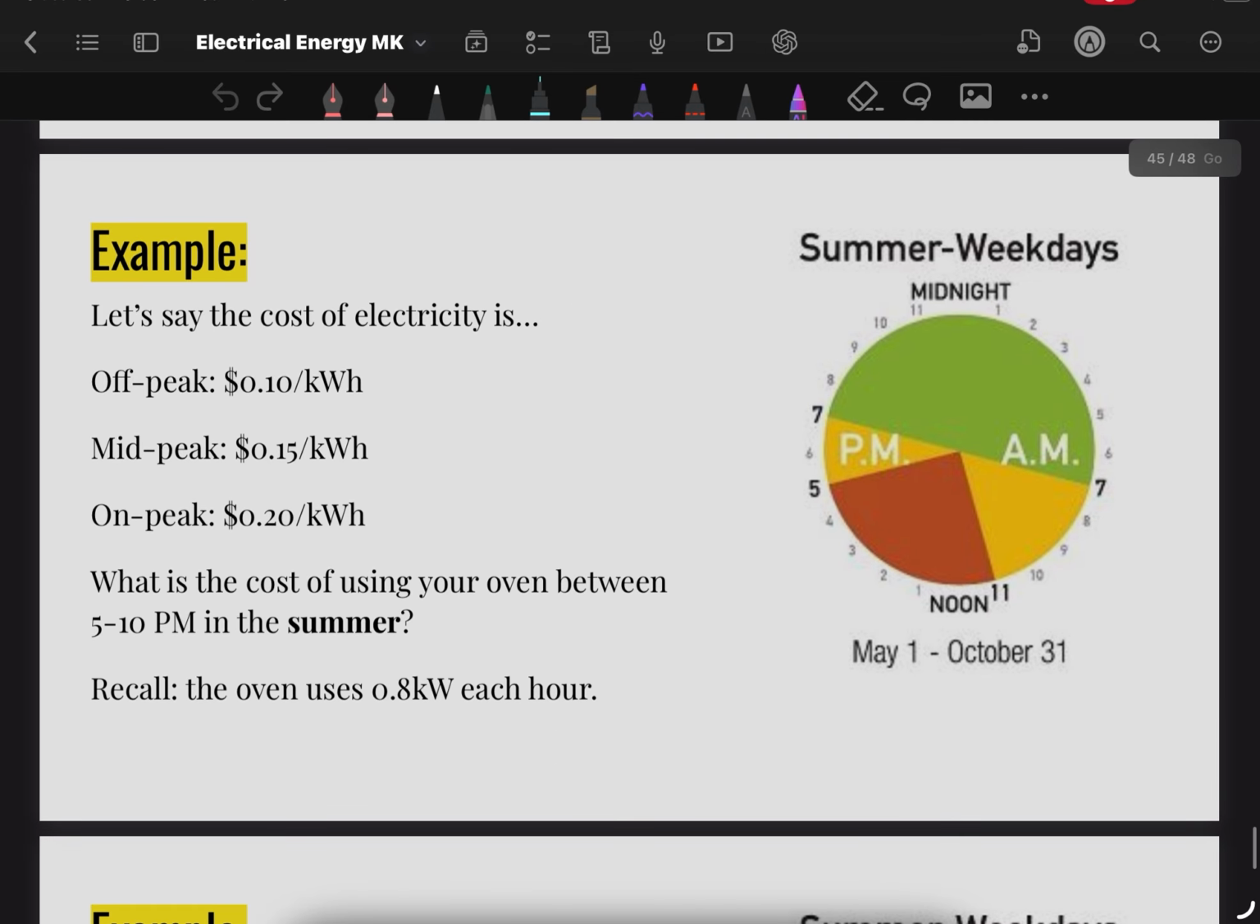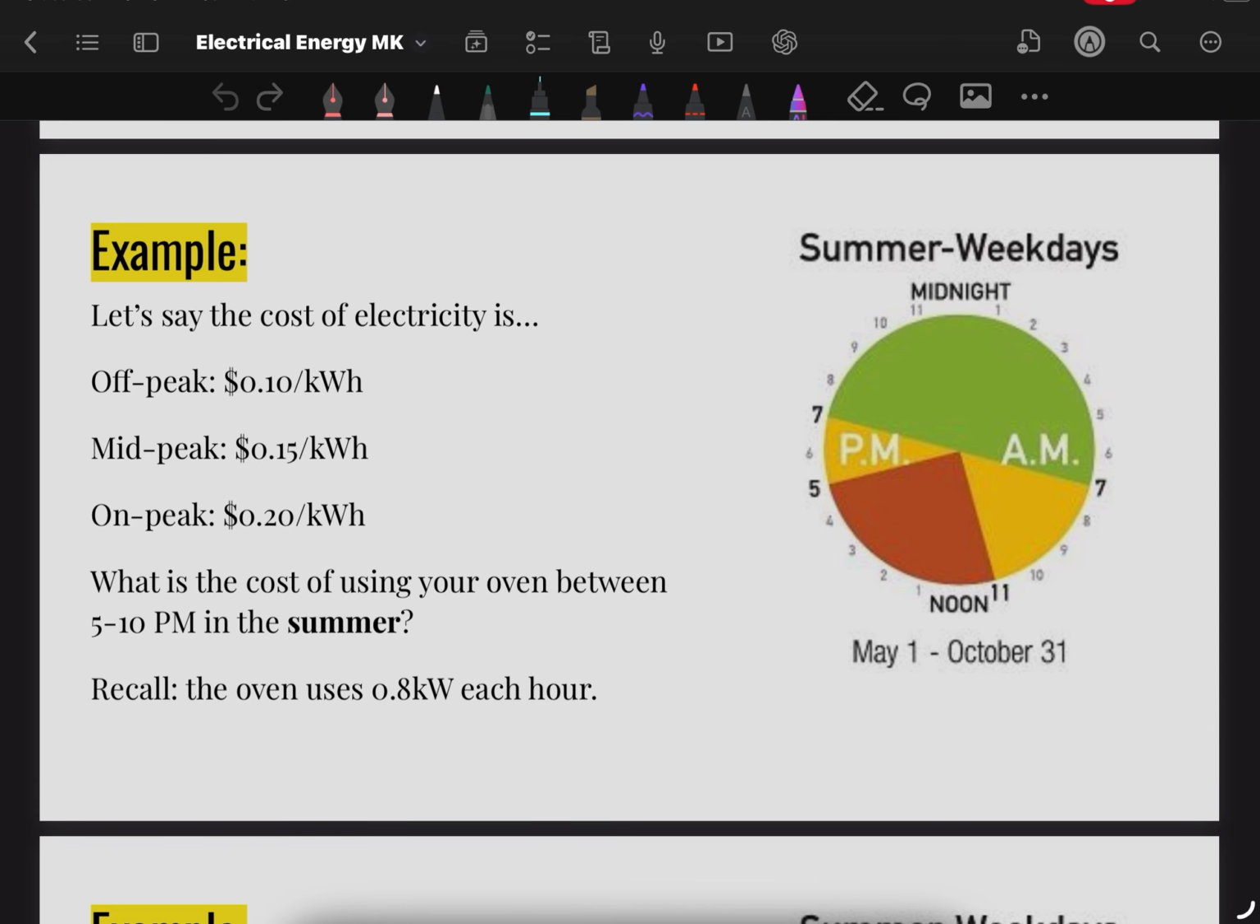So let's say the cost of electricity is 0.10 per kilowatt hour off-peak. The mid-peak is 0.15 per kilowatt hour and on-peak is 0.20 per kilowatt hour in price. What is the cost of using your oven between 5 p.m. and 10 p.m.